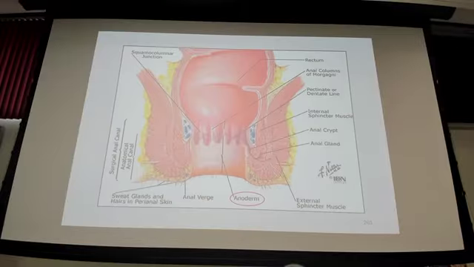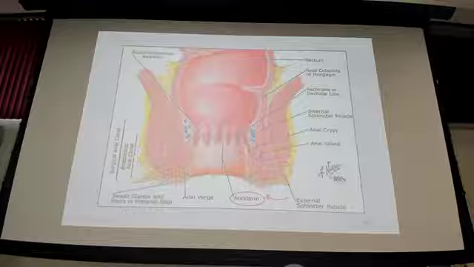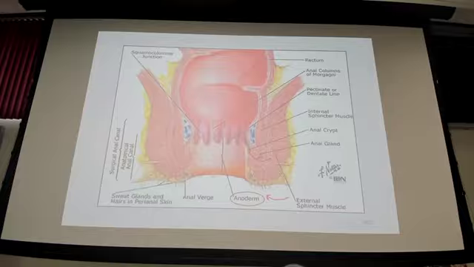And again, you can see this anoderm right here is the innervated skin of the anus. That's exactly what it is. It's the reason why it's highly sensitive and highly vascular, and it's the reason why hemorrhoidal tissue hurts when it gets enlarged. Okay, when it gets varicosity.